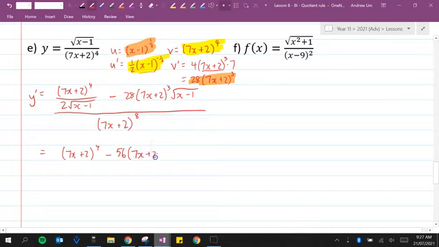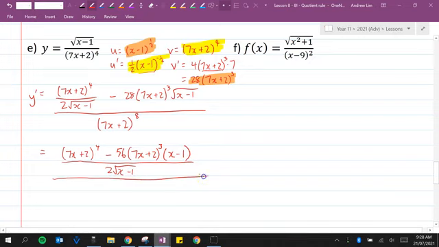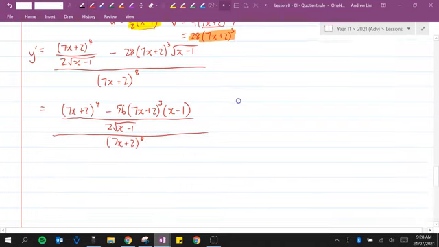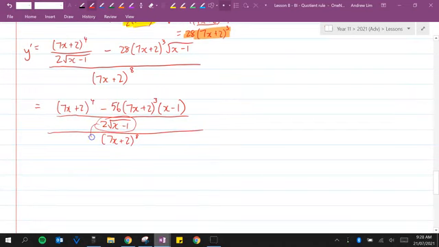Lots of (7x plus 2) cubed. And then we've got root x minus 1 times root x minus 1, which is just x minus 1. Now that is all over 2 root x minus 1. And then that's all over (7x plus 2) to the power of 8. However, what we can do is move this down here, and that's exactly what I want to do, just to make it neater.